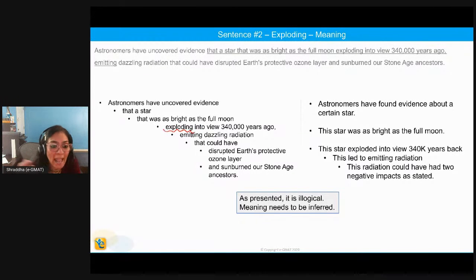It's a verb-ing modifier, and there is a noun before that, the full moon. And there is no comma between the full moon exploding, right? So we understand that what the author is saying is that it is the full moon that exploded into view 340,000 years ago. This meaning does not make sense at all because it is not the full moon that exploded into view, and the explosion of the full moon radiated radiation that possibly disrupted the ozone layer and sunburned our Stone Age ancestors. No, definitely not. So, although we understand overall what the author is trying to say, the specifics of this sentence are not very clear.